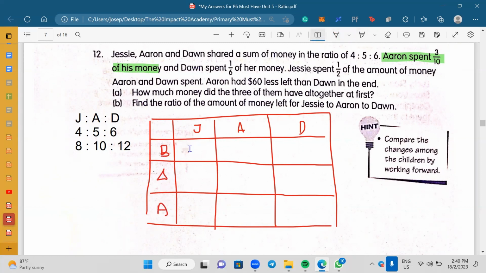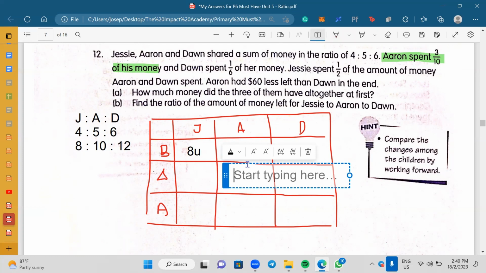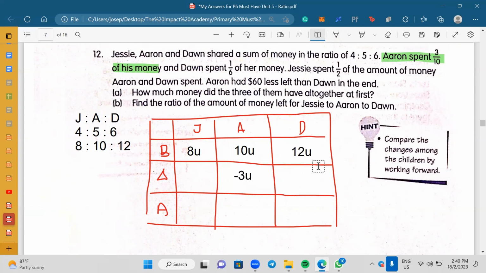All right, so J, how many units? 8 units. Agree so far? Then this one, 10 units. Agree? Am I making sense here? All right, and then for D, 12 units. Agree so far? All right. Now we know that Aaron spent 3/10 of his money, right? You don't even need to do 3/10 times 10 units because you already know that it is just minus 3 units. So this is almost like fractions before and after, isn't it?